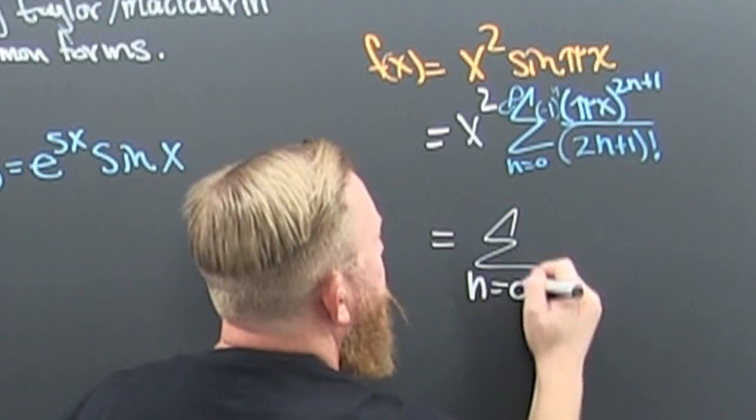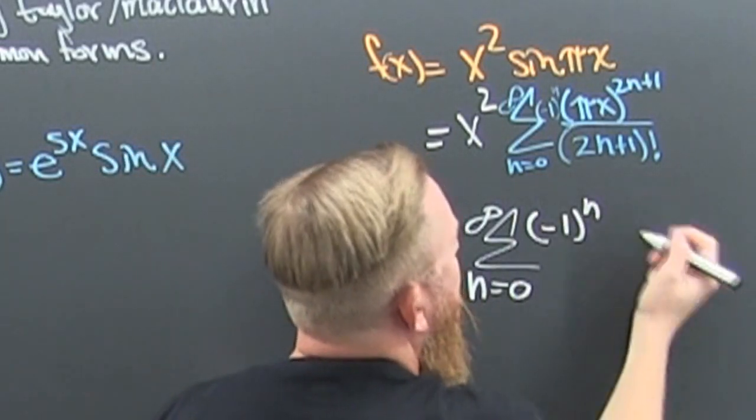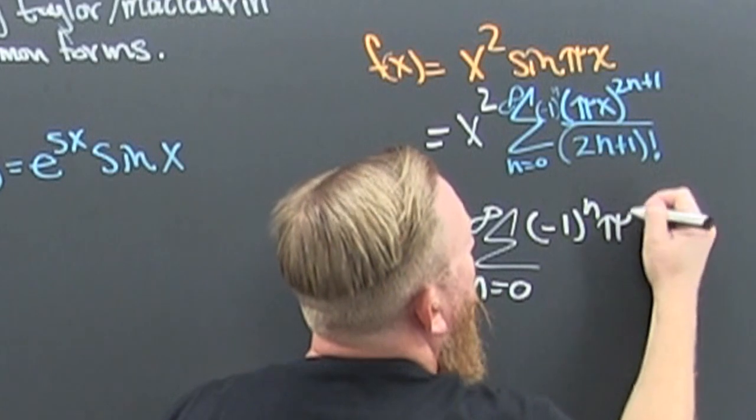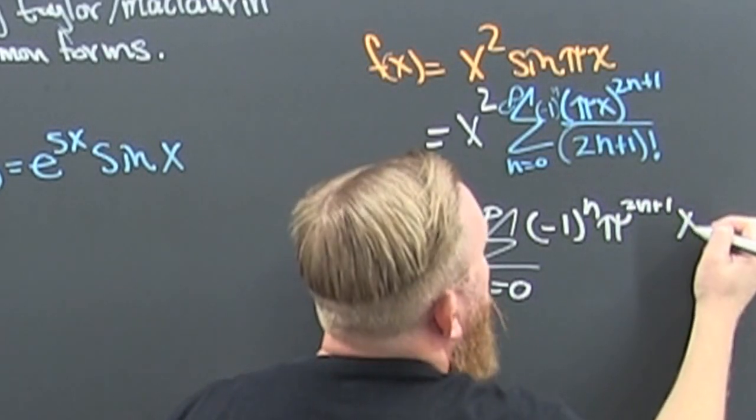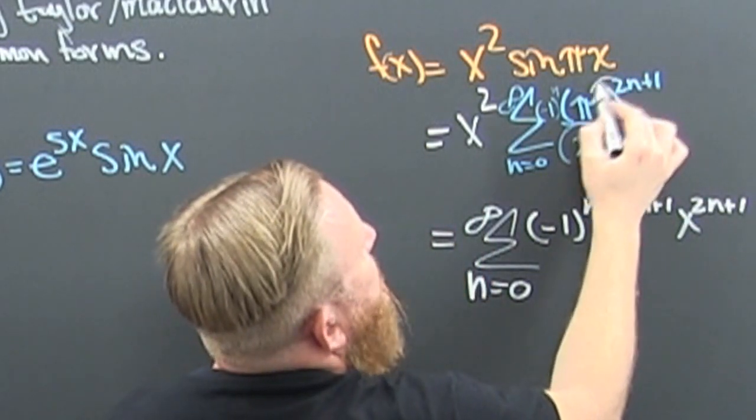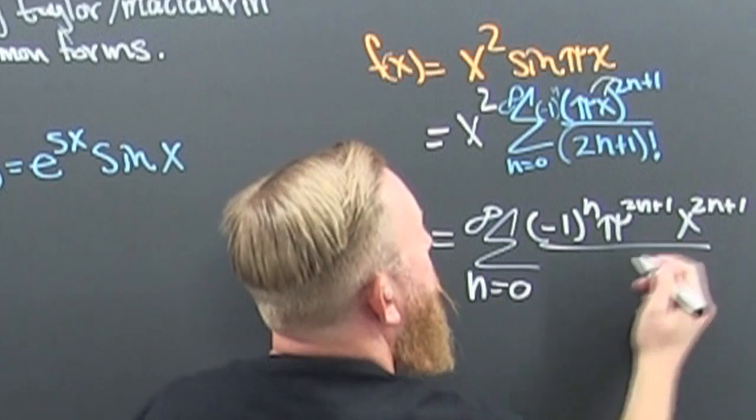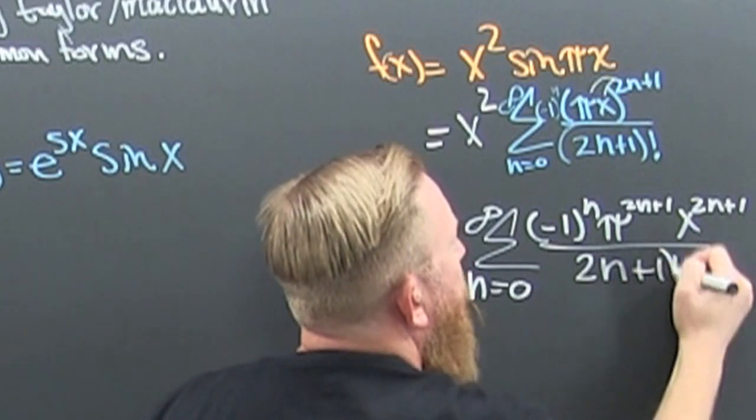That's n equals 0 to everything. I'm still gonna have my -1 to the n, then I'm gonna have my pi to the 2n plus 1, all right? And then I'm gonna have my x to the 2n plus 1, yeah, because we're using exponent properties. It goes here and it goes there, and then that's all still over 2n plus 1 factorial.